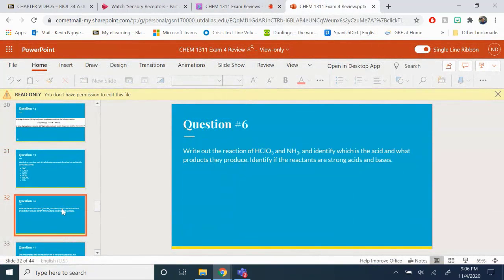No problem. Okay, moving on to 6. So let's write out a reaction for HClO3 and NH3. And then identify which is the acid and what are the products that they create. And identify if any of the reactants are strong acids and bases. So I'm going to go ahead and write it out for y'all. Or I'll help set it up.